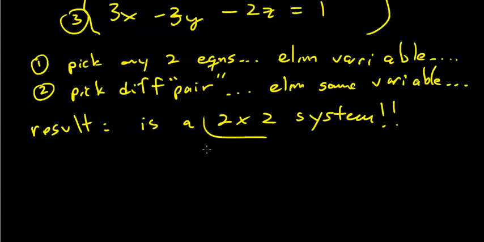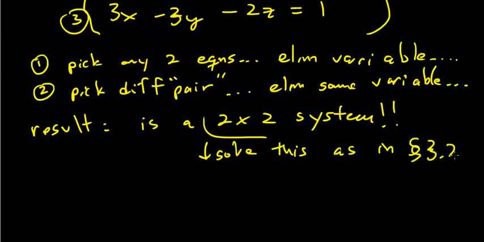Alright, then what I'll do is solve this as in Section 3.2. And then when I've solved for two of the variables, I can plug those two values into any of the ones I was originally given and then find the third with an easy substitution.